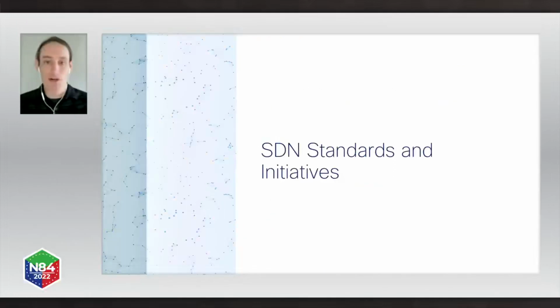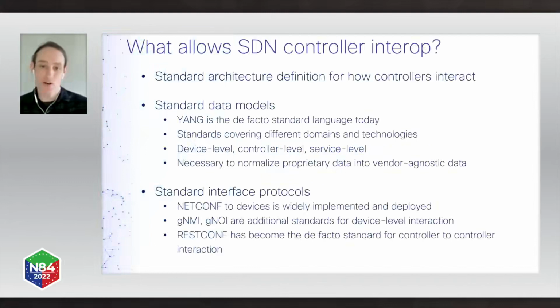So I'll spend a bit of time talking about standards and initiatives that are going on right now. Key to this, I talked a bit about multi-vendor. And to drive multi-vendor, we really need interop between these different controllers, between the different elements. And there's been a lot of push towards standardizing a lot of that in the last few years. We need a standard architectural definition, kind of roles and responsibilities of what different controllers do in the network when it comes to SDN.